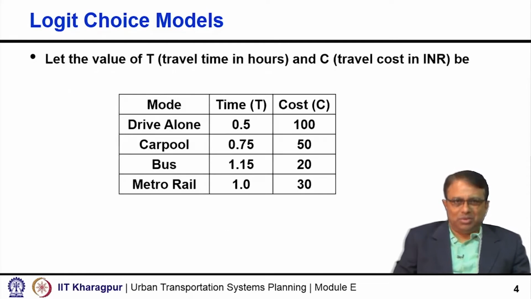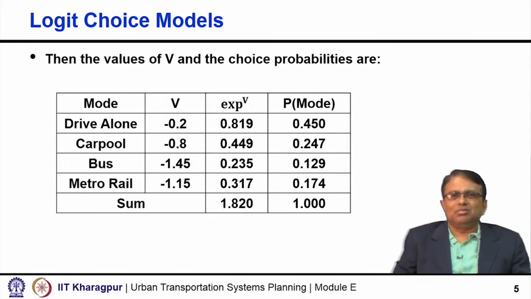So, we can calculate the utility or disutility values, take the exponent of that, sum it over, and then using the multinomial Logit model, we can calculate the probability of using each of these alternative modes. So, you get drive alone 0.45, carpool 0.247, bus 0.129, metro 0.174. Those are the probabilities calculated using the multinomial Logit model.